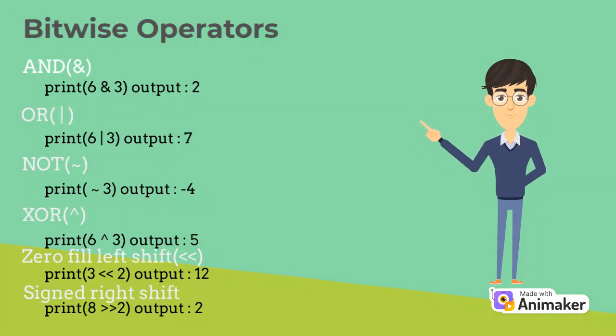Zero fill left shift operator, we use 2 values in print 3 less than 2, output is 12. Signed right shift.